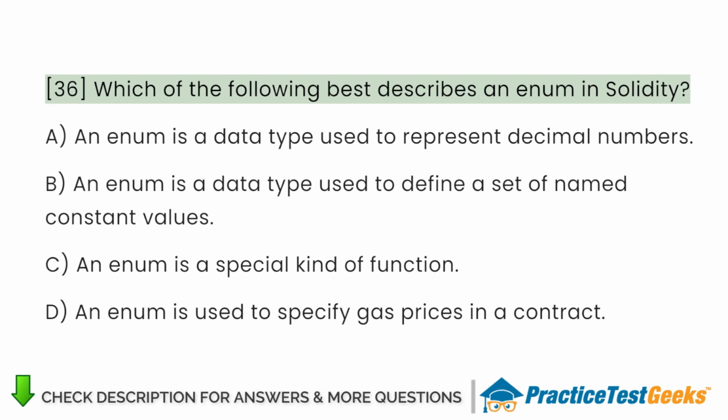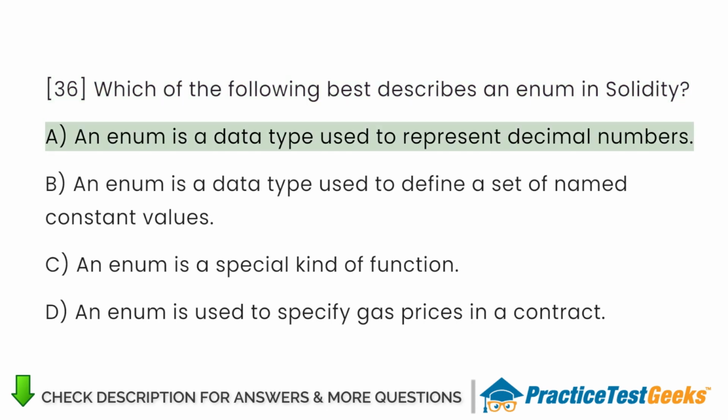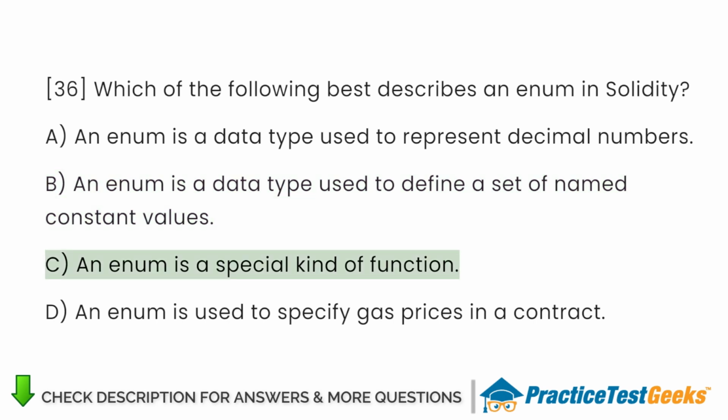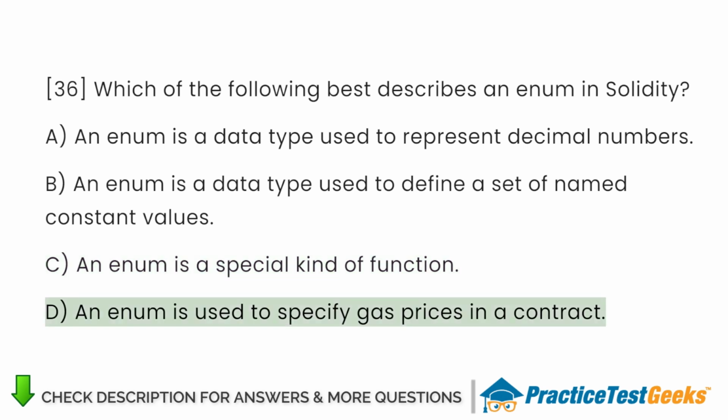Which of the following best describes an enum in Solidity? A. An enum is a data type used to represent decimal numbers. B. An enum is a data type used to define a set of named constant values. C. An enum is a special kind of function. D. An enum is used to specify gas prices in a contract.